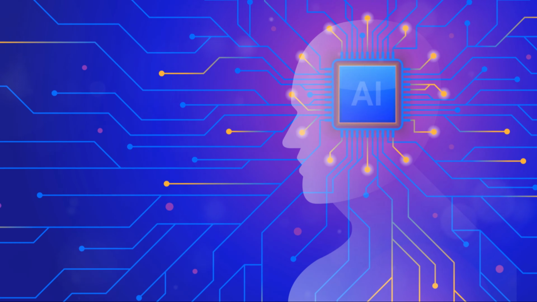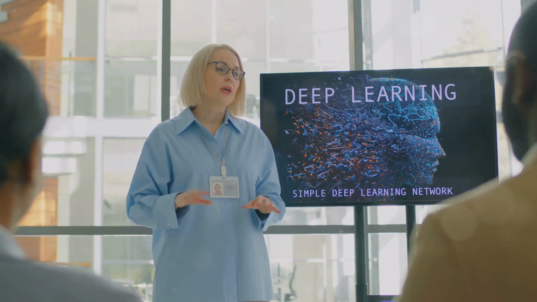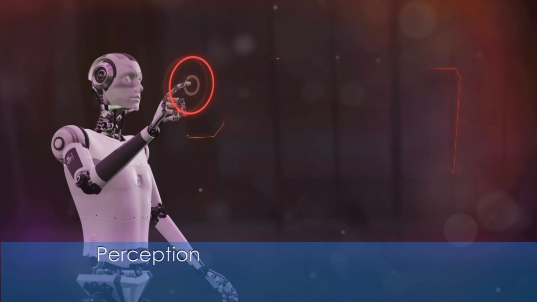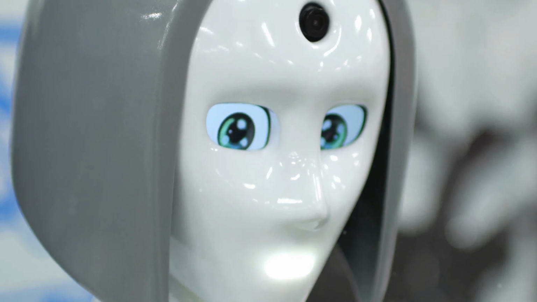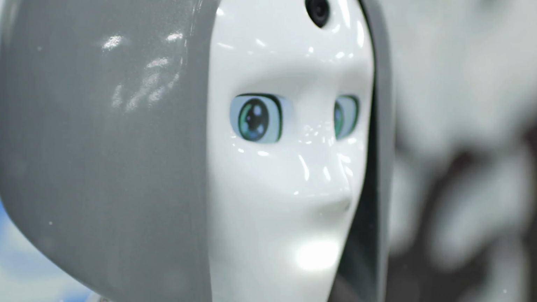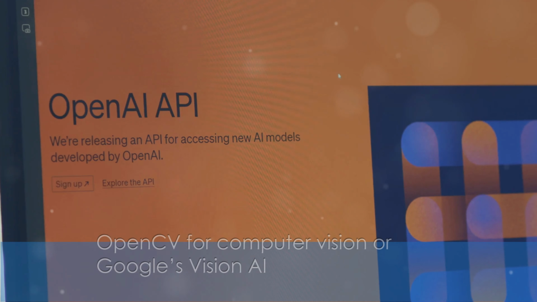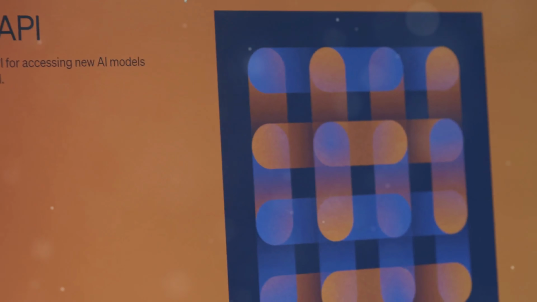To build an effective agentic AI system, you need to integrate several key components. Let's break them down one by one. The first component is perception, where the agent collects data from its environment. This could involve sensors like cameras and LiDAR for a robot, or APIs and databases for a software agent. Tools like OpenCV for computer vision or Google's Vision AI can help in building the perception layer.